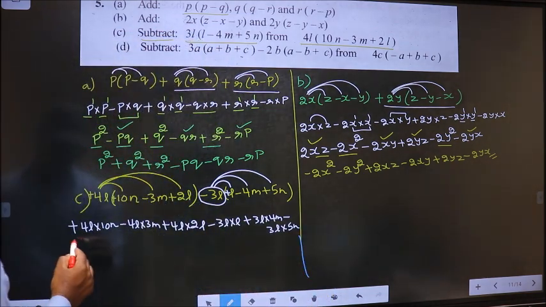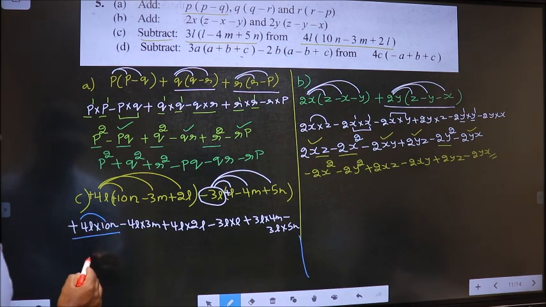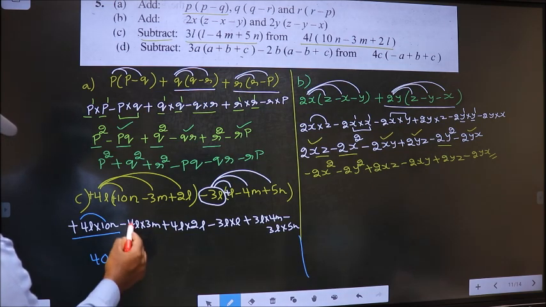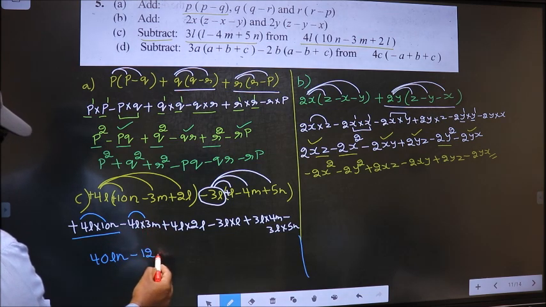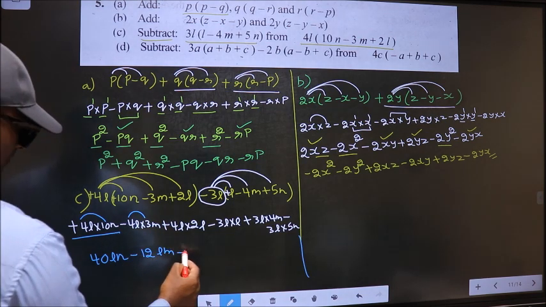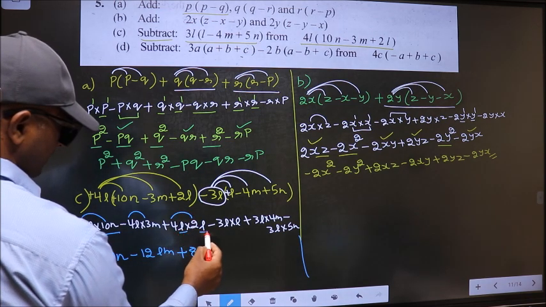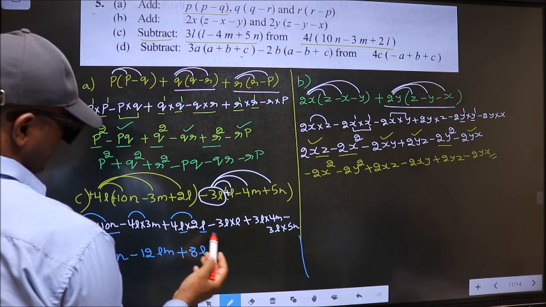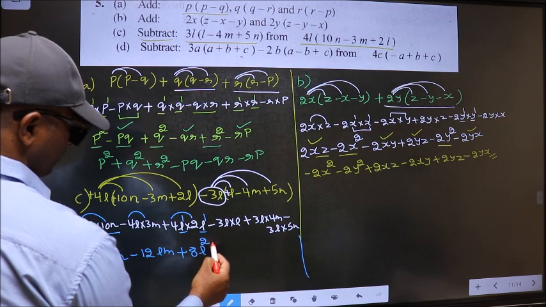Now here, first multiply the numbers. 4 into 10, 40. Letters are different, so as it is you write. Minus 4 into 3, 12. Letters are different, so as it is you write. Plus 4 into 2, 8. Here letters are same, so write L and the power is the sum of the powers since bases are same. So 1 plus 1, 2.